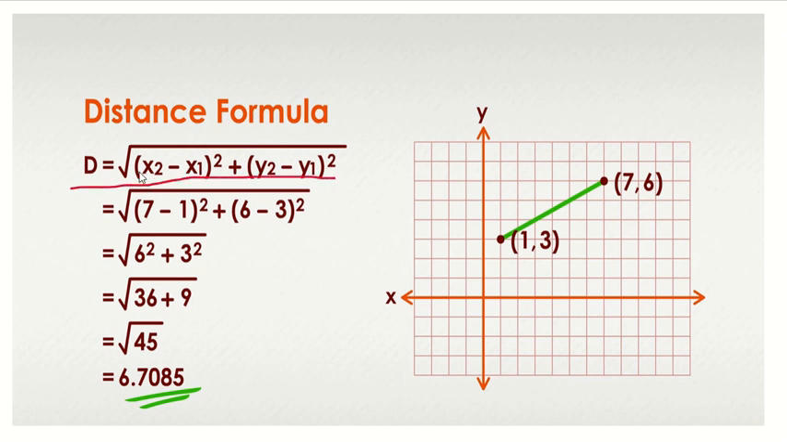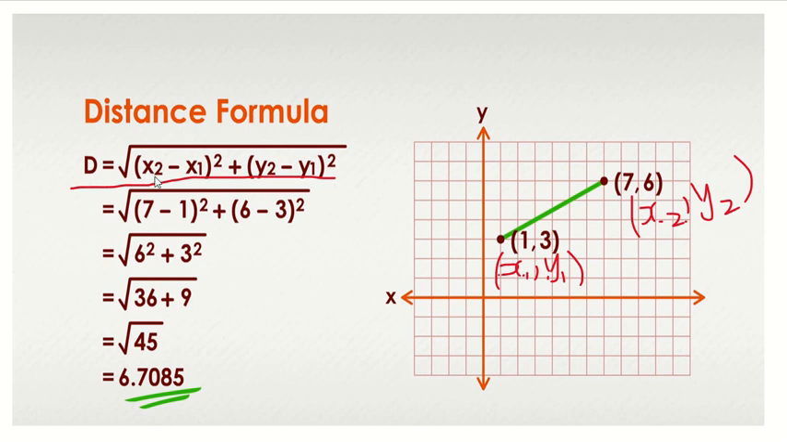Square root of (x2 minus x1) the whole square plus (y2 minus y1) the whole square. So this I can take as x1 comma y1, the distance between 2 points. What we are speaking about is the distance between 2 points. Okay, so x2 comma y2. Here x1 is 1 and y1 is 3, x2 is 7 and y2 is 6.